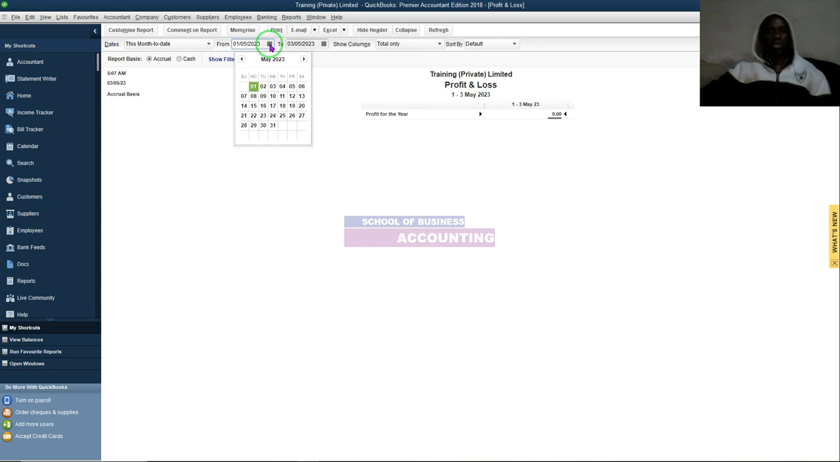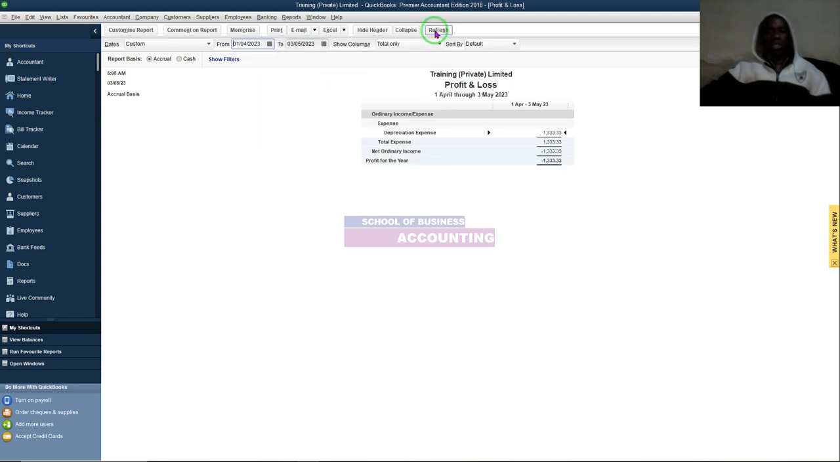So I have to come here and select the from date. I could select from 1 April, then I just come there and I refresh. When I refresh, I'll actually see that I've got now this depreciation expense 1,333.33. So far, this is the only transaction which I did. And I just wanted you to see the effect of that transaction. It also affected the balance sheet.